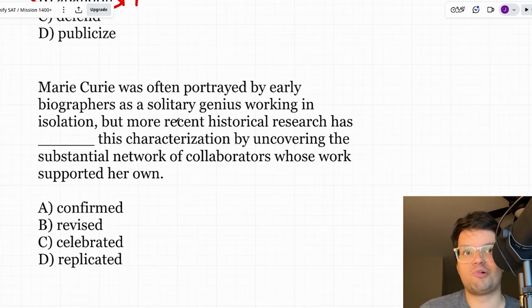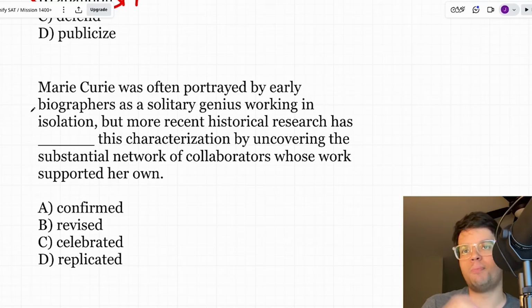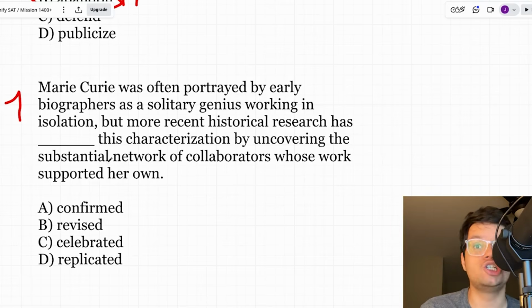Marie Curie was often portrayed by early biographers as a solitary genius working in isolation, but more recent historical research has blanked this characterization by uncovering the substantial network of collaborators whose work supported her own. So Marie Curie, they used to think that she was just an introvert, solitary person just working on her own, grinding in the dark, I guess you could say. But then they actually discovered that she had a bunch of collaborators that really helped her out, really made her work better. So she was more like actually working with other people. So as for my prediction, I guess I would say kind of change the characterization.